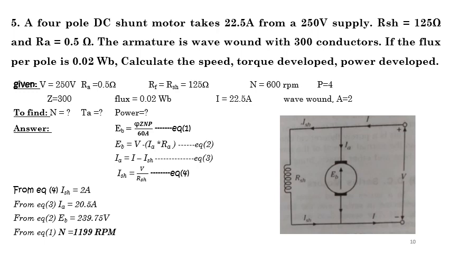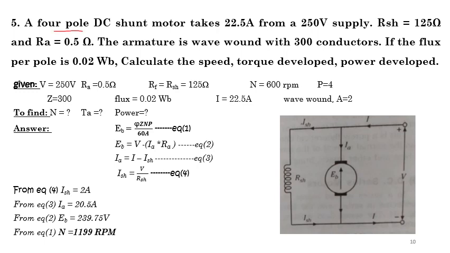A 4-pole DC shunt motor takes 22.5 amps from a 250 volt supply. Rsh is equal to 125 ohms and Ra equal to 0.5 ohms. Armature is wave wound with 300 conductors. If the flux per pole is 0.02 Weber, calculate the speed, torque developed, power developed. So what details are given? Number of poles is given, which is nothing but 4.